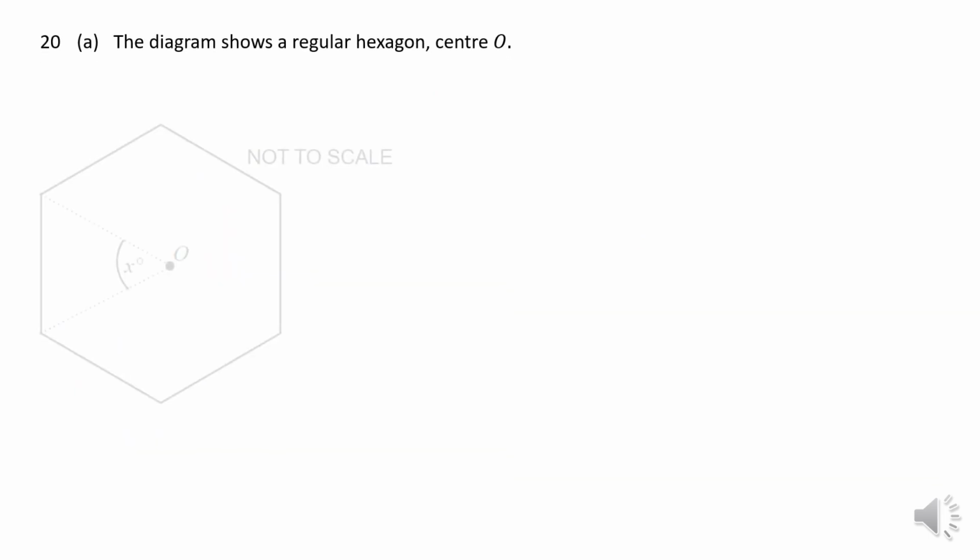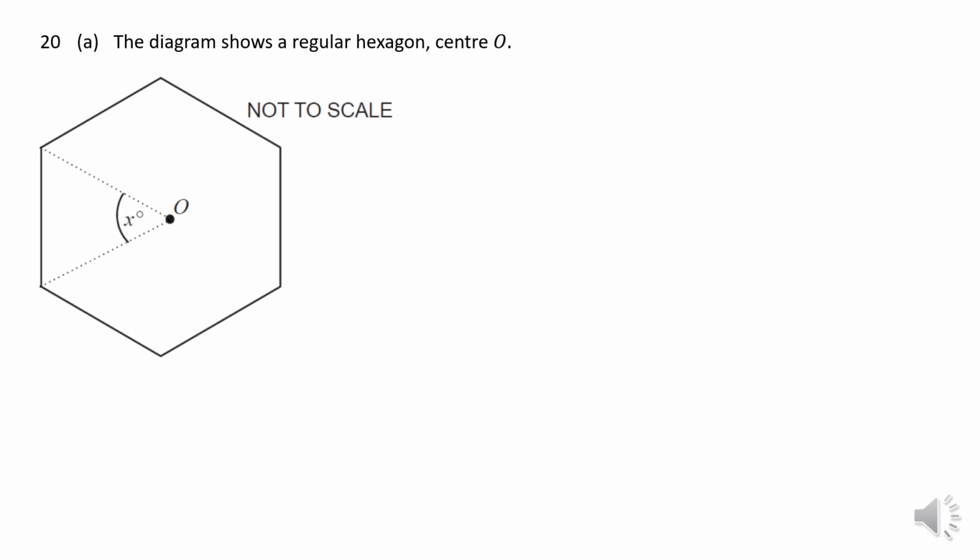Question 20, you have a regular hexagon. Regular means all the sides are equal. This side is equal to that side, is equal to this side, and is equal to this side, and all of them are 6 sides.